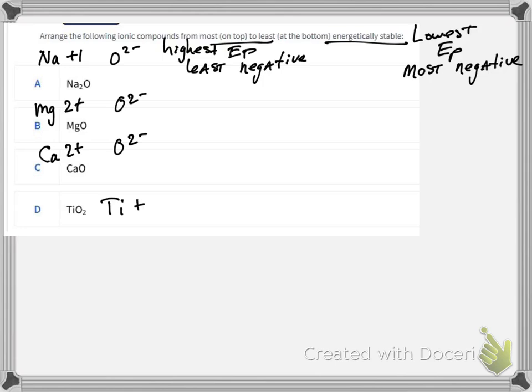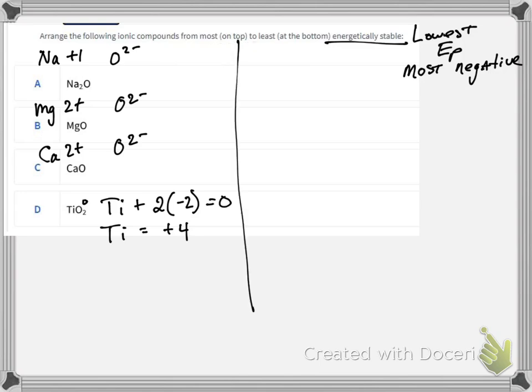So titanium plus 2 oxygens, each one at -2, must sum up to be 0. Remember, 0 is the total charge here. Solving for that, titanium is +4. So now that we have all of the oxidation states, we can calculate the potential energy. Remember, the potential energy is equal to the first charge times the other charge over size. Okay, that's our formula.